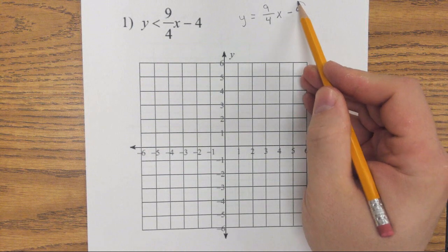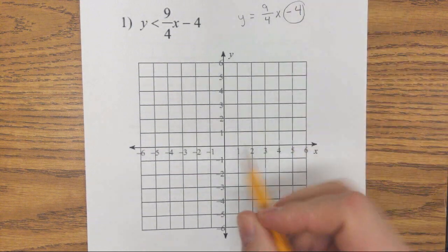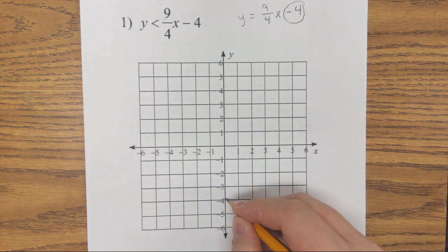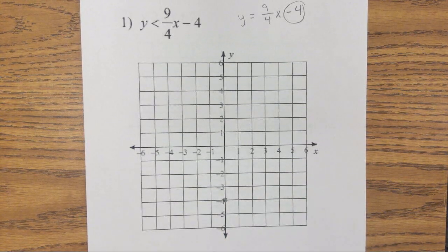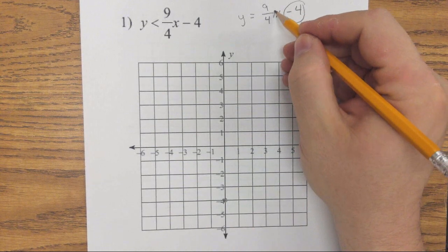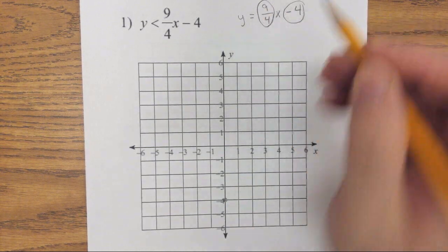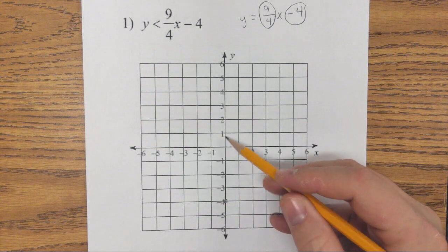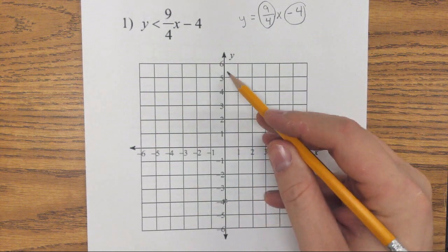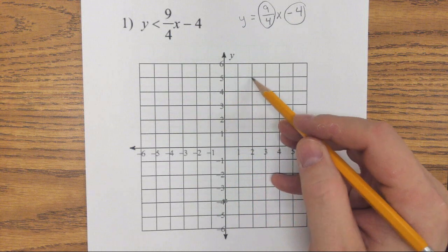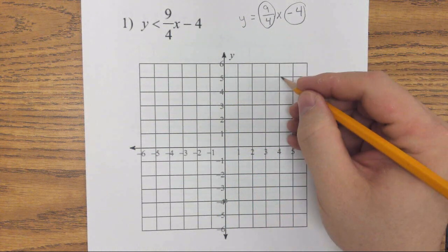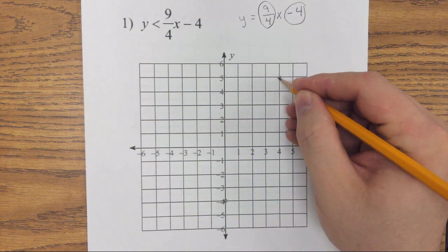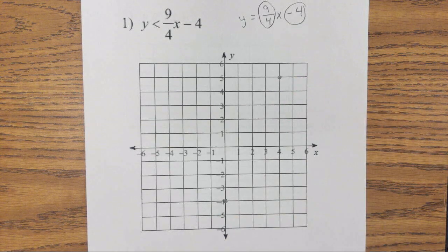So here we know here's our y-intercept at -4. So I'm going to come down to -4 and make my little point. And I know my slope here is 9/4. So I'm going to use that, and I'm going to go up 9, 1, 2, 3, 4, 5, 6, 7, 8, 9, and over 4. 1, 2, 3, 4. So there, we've got a couple nice little points there that we can use to graph our line.